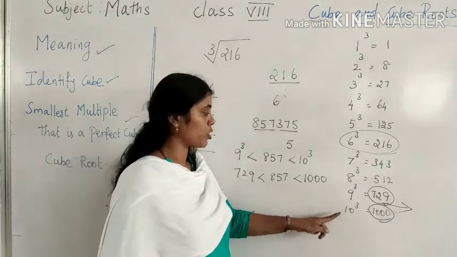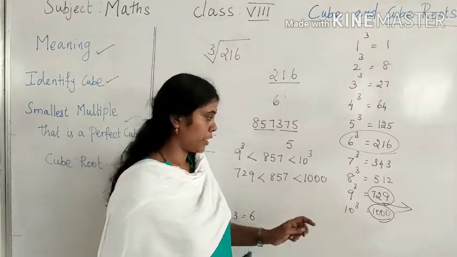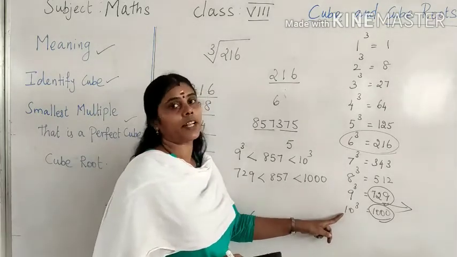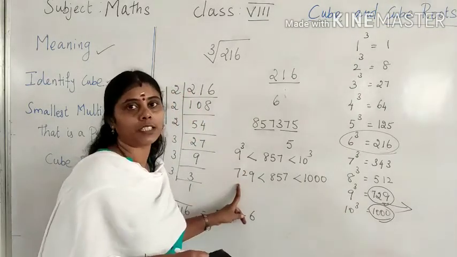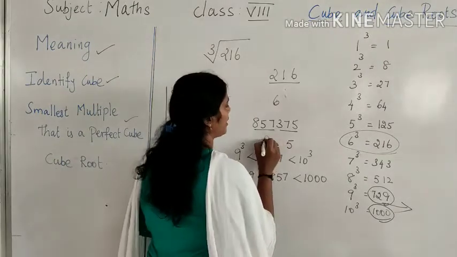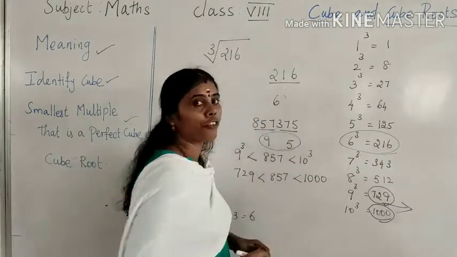So I can take it 9. Because estimation means we are going to get an approximate value, it is not the accurate one. So we could not take 10 because 857 is less than that. So we are going to take the one before, that is 9 cube. So I can write here 9. So the cube root of this one is 95.